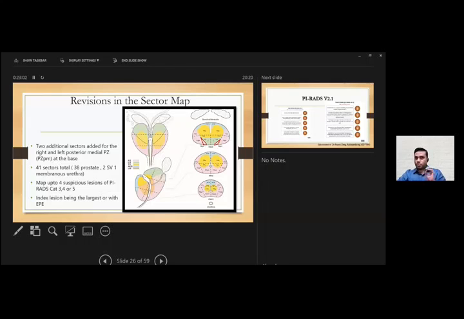Now, coming to depiction of lesions, they have said that we can mark up to 4 lesions, with the index lesion being the one which has the largest axial diameter, or the one which has extraprostatic extension.